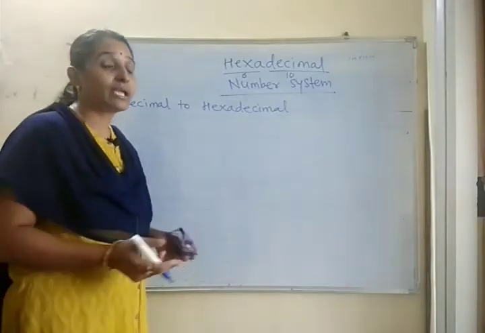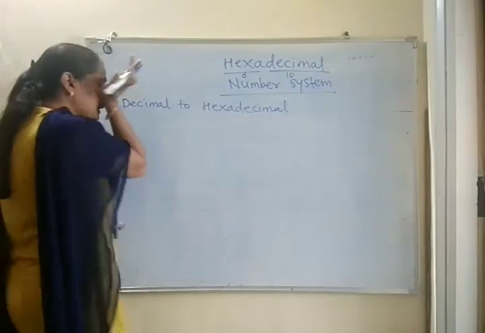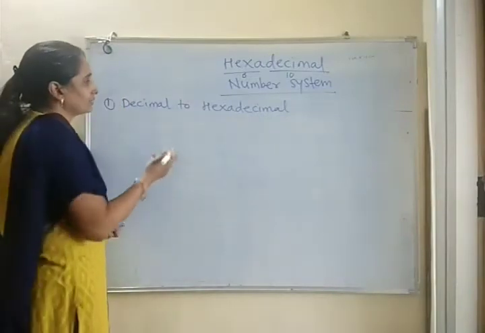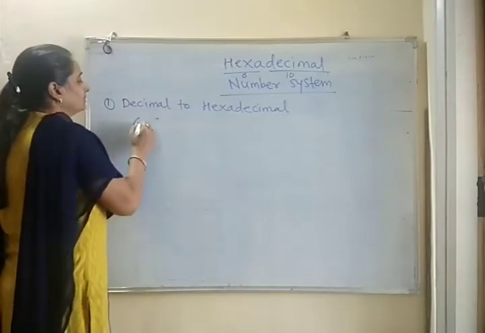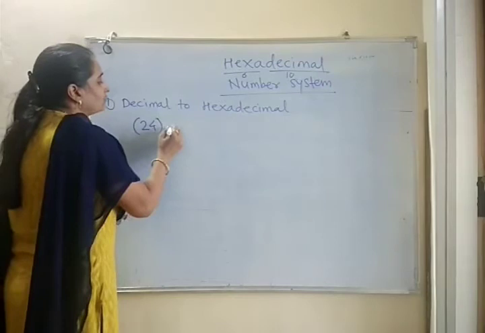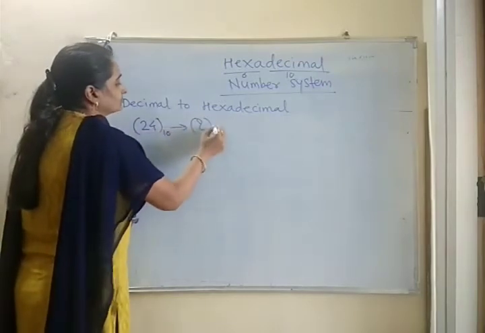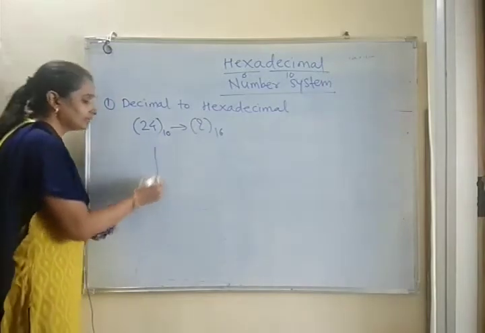Here we are using the hexadecimal method. Like binary and octal, we are using it here too. If you want to convert any decimal number, suppose 24 is the decimal number that I want to convert into hexadecimal, how do we convert it?